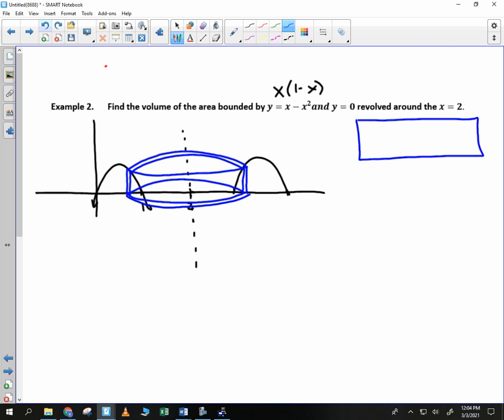I don't know how to find the volume of all of these, but I can find the volume of one right now. Is the thickness dx or dy? dx. For your assignment, I gave you all just dx problems instead of dy problems. We don't need to go that far. What's the height? x minus x squared.